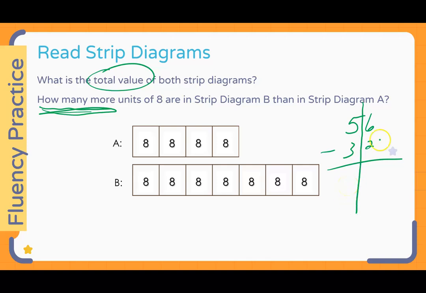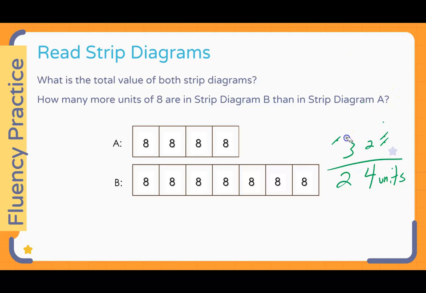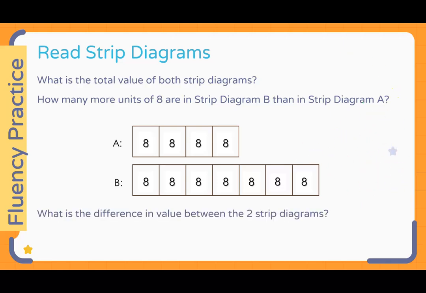Remember, you can count up. 2, 3, 4, 5, 6. 1, 2, 3, 4. 3, 4, 5. 1, 2. 24 units. You should be writing this in your journal. I will do journal checks. All right, let's continue.